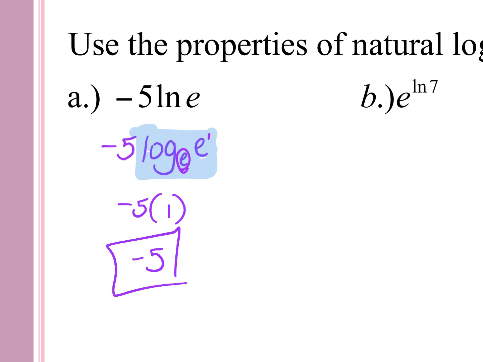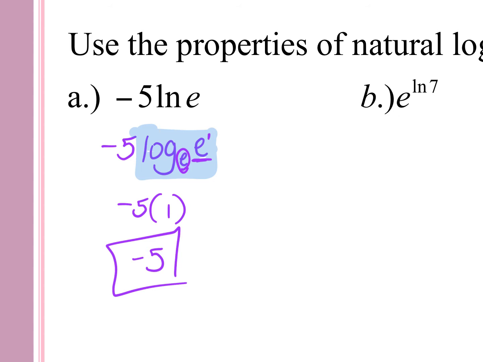Because if the base and what it's raised to is the same, we can cancel it. We keep the exponent. If there's no exponent, it's just like an exponent of 1. So if that was negative 5 plus ln of e, you would need to do negative 5 plus 1. It doesn't cancel out and make it 0. Does that make sense?